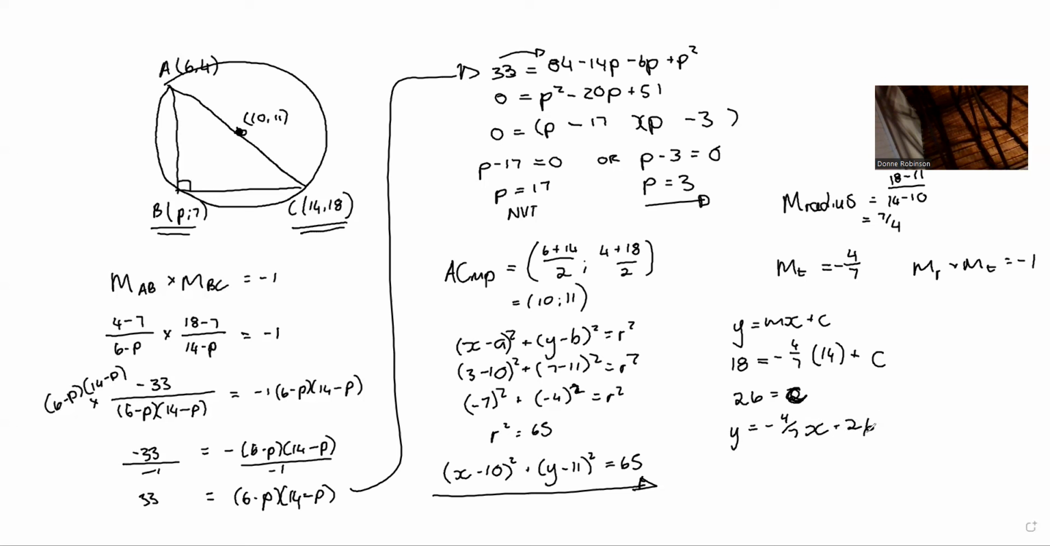But they did ask us to give it in the form of dx plus ey plus f equals to 0. So I want to put everything this side. So I'm going to say 4 over 7x plus y minus 26 is equal to 0. And that is going to be my answer. Then we have the next question. Question number 2.